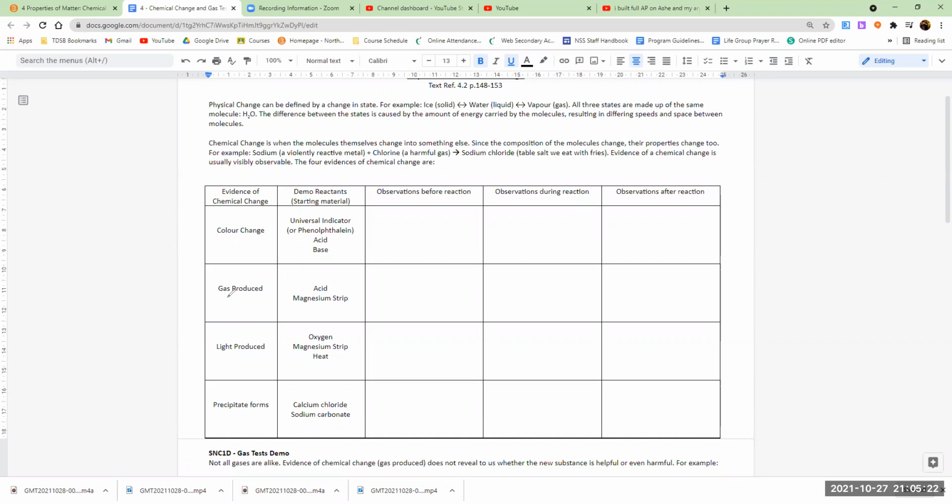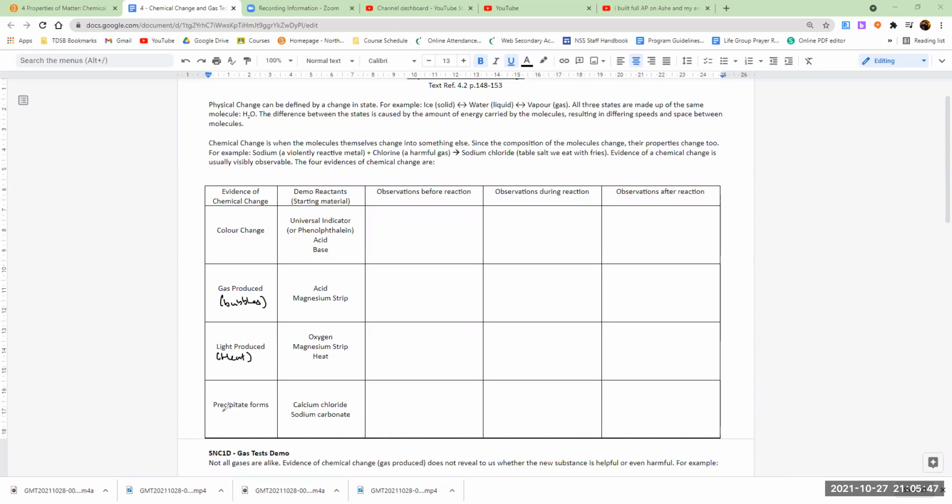Okay. A gas is produced, in other words, bubbles. You see bubbles form, it fizzes. Light is produced, or otherwise you can call it heat. Heat is produced from mixing two things together. Or for example, if I create the reaction in a test tube, and the test tube gets noticeably hotter, then we can say that energy was produced.